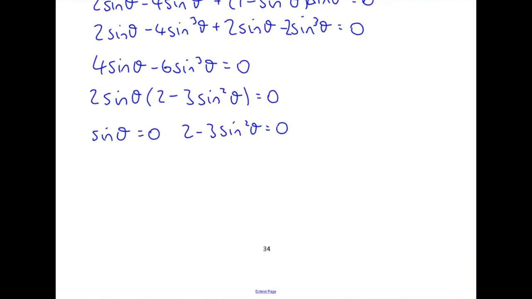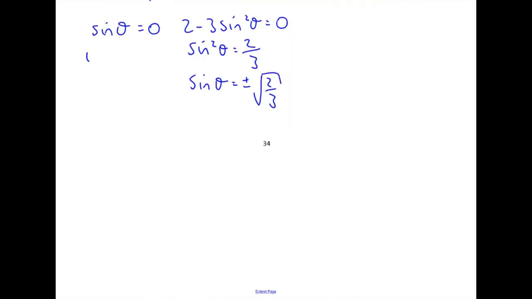Not more space for this one. Solving this, I get sine squared theta is 2 over 3. Square root that, sine theta is plus or minus root 2 over 3. And then I can get solutions from all of these. Remember, I'm only doing solutions between 0 and pi over 2. So sine theta equals 0 has one solution between 0 and pi over 2, which is 0. Sine theta equals root 2 over 3.